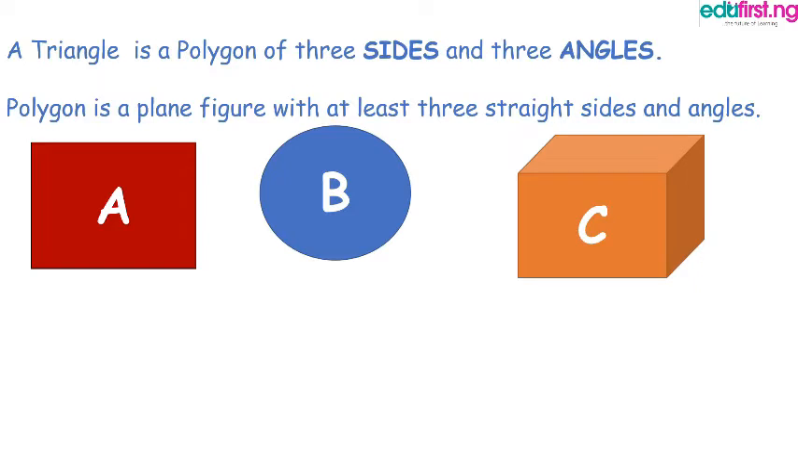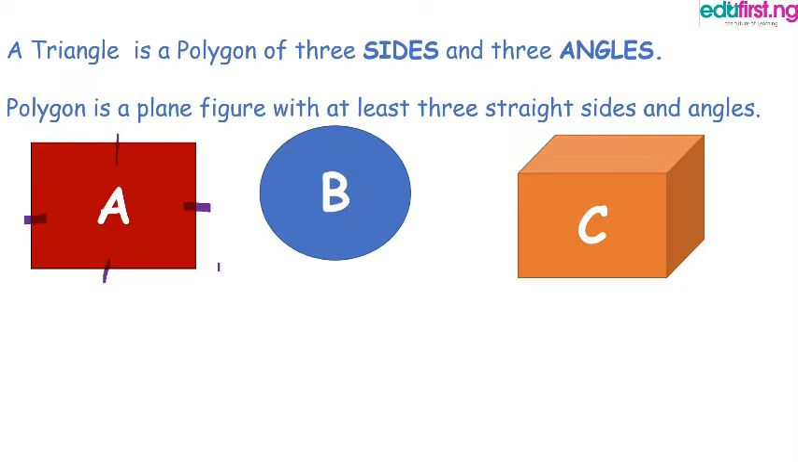It is a polygon of 3 sides and 3 angles. When I say polygon, I mean a plane figure with at least 3 straight sides and angles. For example, figure A is a polygon because it has 4 straight sides. So every polygon must have at least 3 sides: 3, 4, 5 sides and above, and angles 3, 4, 5 and above. Such a figure, you call it what?